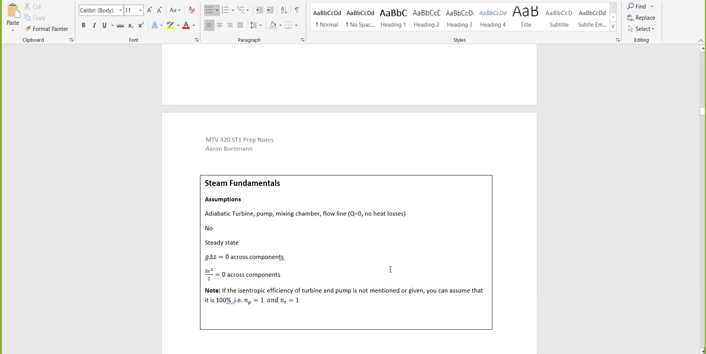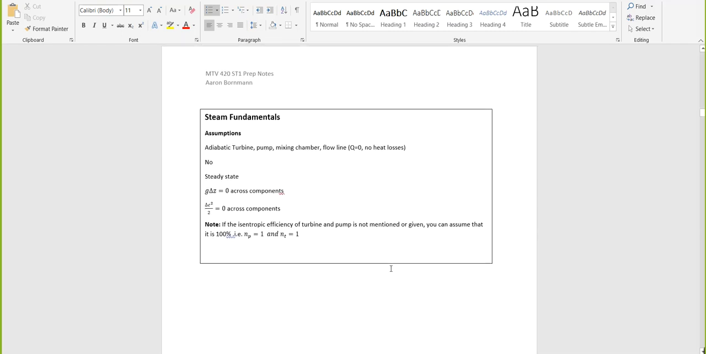Also take note of the assumptions. You have an adiabatic turbine, pump, mixing chamber, and flow lines, which basically means Q, your heat loss, is equal to 0. Another assumption is that there are no pressure losses over the flow lines.